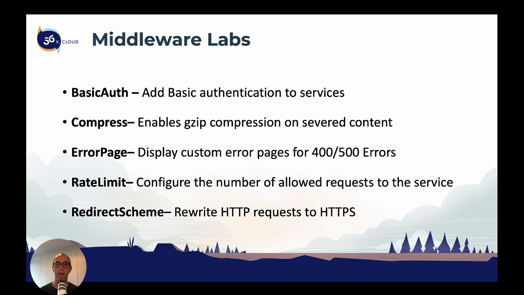Next, we did the rate limit. We actually put a rate limit on our service. So after every 2 requests in a second, it actually hits you with a 429 and we get a nice error page after, right? And we were able to configure that as well. And finally, we did the redirect scheme, where we went from HTTP to HTTPS.